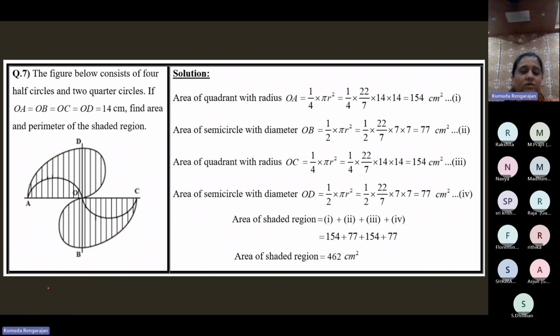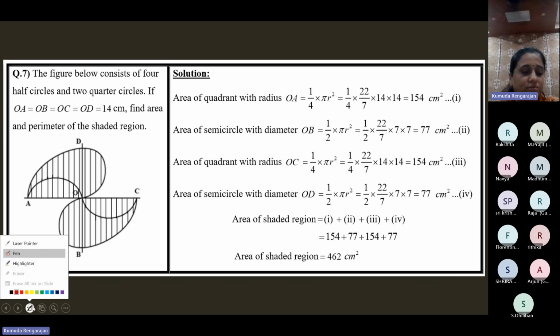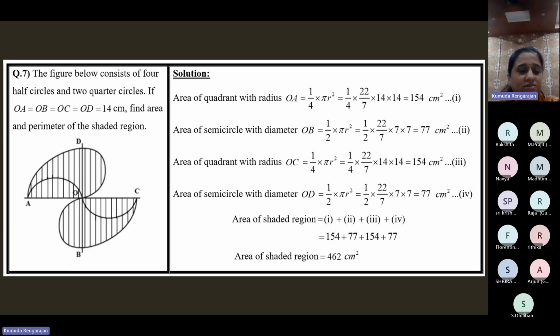You start from anywhere. You'll have to come back to the same point without getting inside the figure. You should not take into account any line segment or any arc which is inside the figure. You're just walking along the boundary. So let's start from O.